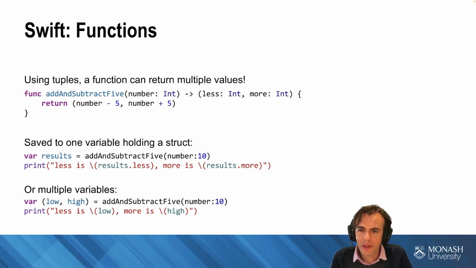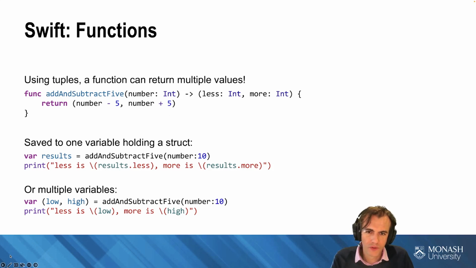So it's possible to return multiple values from a function. You can do this with a tuple, and obviously the return type here, which is after the arrow, in this case is a tuple, and we need to specify the types for each of the named values within it. So we have less and more here. When we return this, we can just create it with a literal value like we have here.